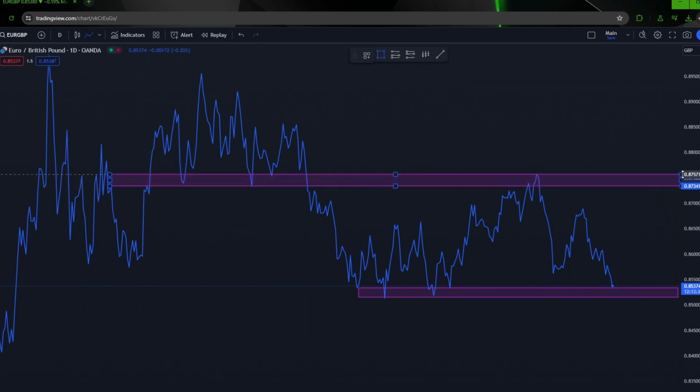So there's your resistance, right? So that's a clear resistance zone. It doesn't have to be 100% to the point accurate, just pretty close. So there you've got a support and resistance. That's how you draw your lines in.